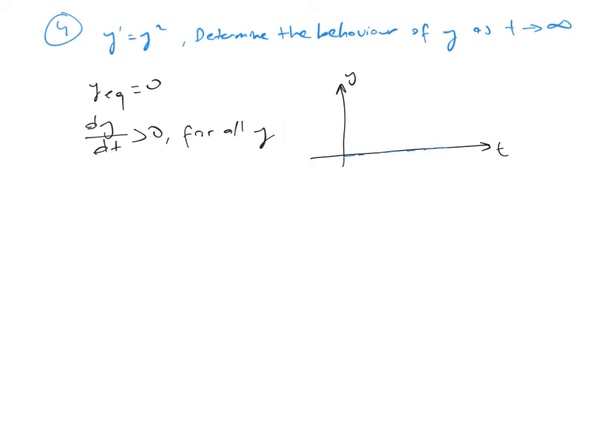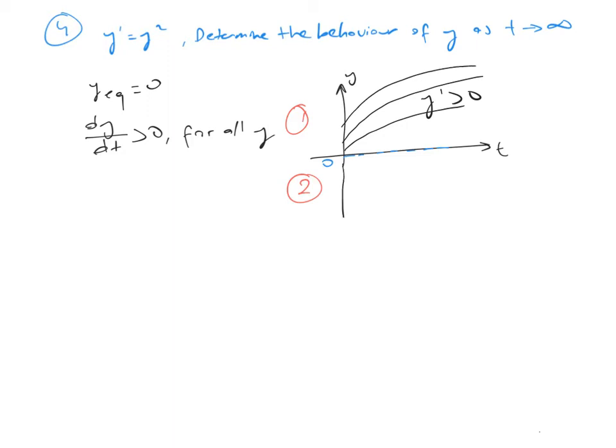Y equilibrium is 0, and this is our, let's say, first region, and this is our second region. In the first region, y prime is positive. So the y values that are bigger than 0 will diverge from 0 as time passes. And for the second region, y prime is again positive. So the y values that are smaller than 0 will converge to 0 as time passes, since y prime is positive. So our graph will look like this.